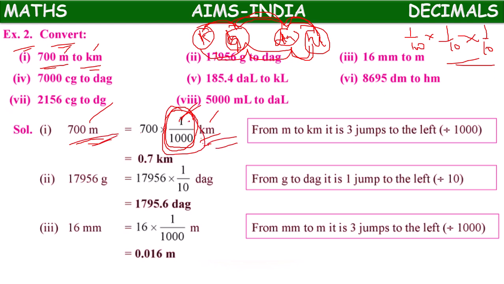So 700 into 1 by 1000 kilometer. So 0 0 cancel, 0 0 cancel. 7 by 10, how much? 0.7 kilometer.